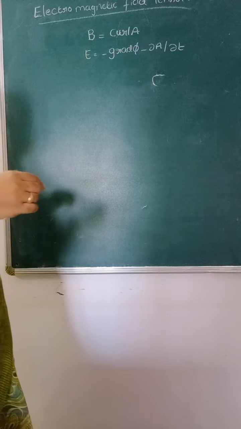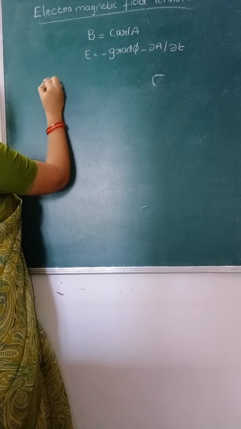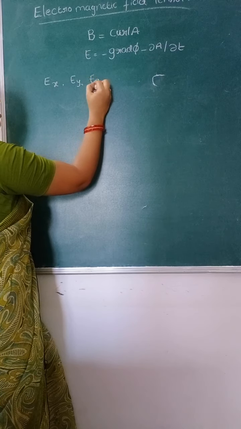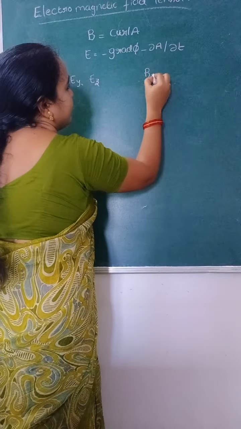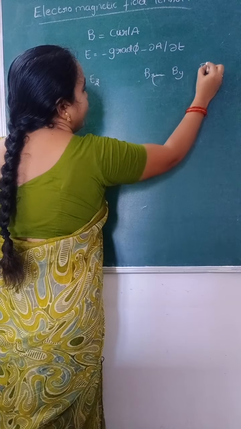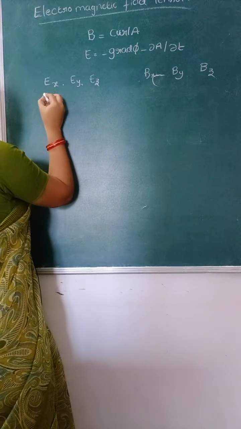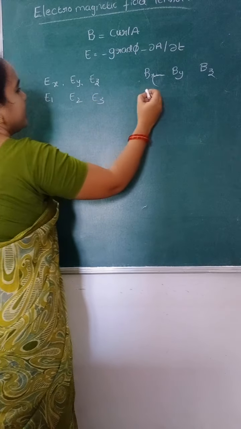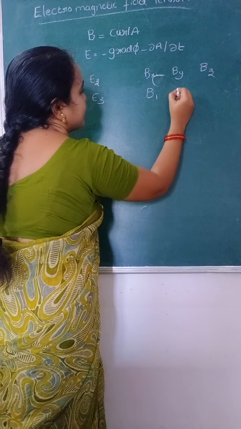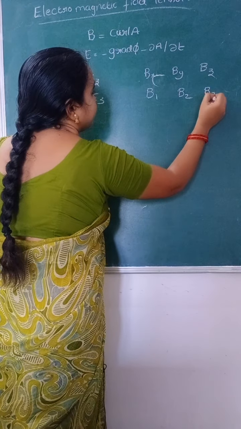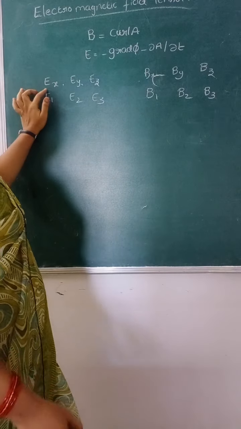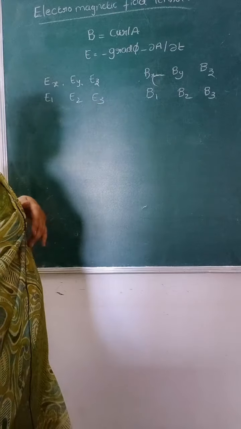So these two vectors have 6 components, that is E having Ex, Ey, Ez components, B having Bx, By and Bz. So let us denote Ex, Ey, Ez as E1, E2, E3 and Bx, By, Bz as B1, B2, B3. These are the different components of the electric and magnetic field vectors.